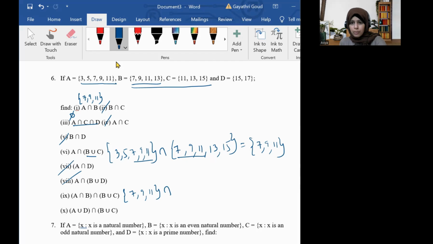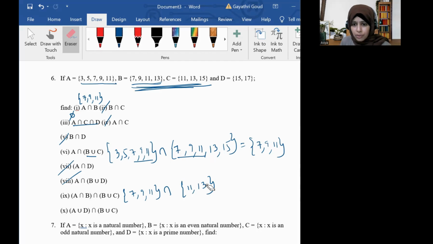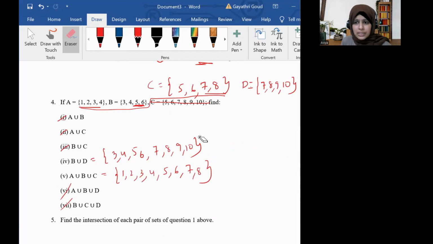Now I have to do B intersection C. Now what is common in B and C? 11 and 13 are common, right? Oh, this is union, not intersection. So I'm sorry. Let's do B union C.